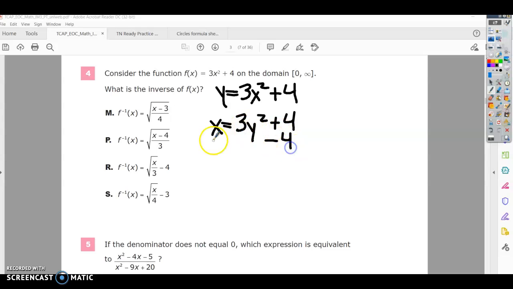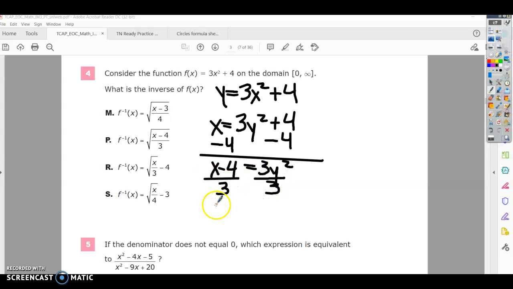So the first thing we need to do is subtract 4. And we have x minus 4 equals 3y squared. And then you divide by 3. And x minus 4 divided by 3 equals y squared.